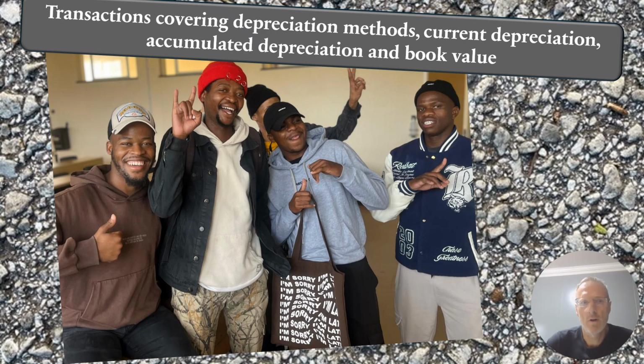Good afternoon, everyone. In this video, I'm going to have a look at and work through examples or transactions covering depreciation methods, the straight line and the reducing book value method, diminishing balance method. Going to calculate current depreciation, accumulated depreciation, and the book value in these transactions.